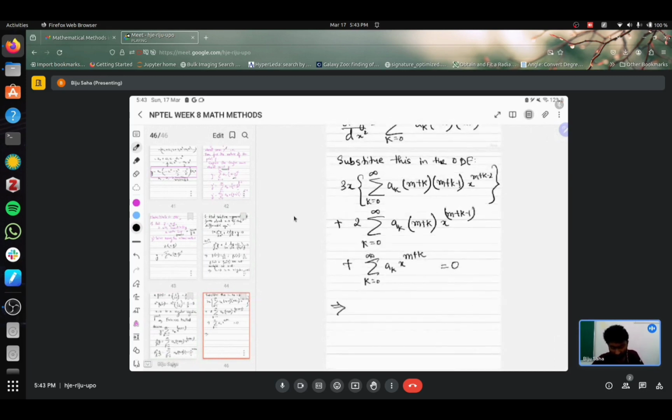So from the first term we can easily write this. x will go inside, so that will make the index m plus k minus 1. So let's take this common.